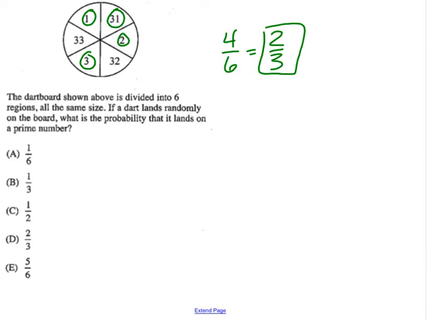Next one, not exactly geometry. I threw this in there to kind of make you think about what actually a geometry question is. I can see that it's 6 even regions. It tells me that. So I need to know what the definition of prime is. 1, 2, 3, and 31 are prime because they only can be created by multiplying 1 and themselves. So my answer is 2/3. Since 4/6 of them reduced is 2/3, be sure you reduce.